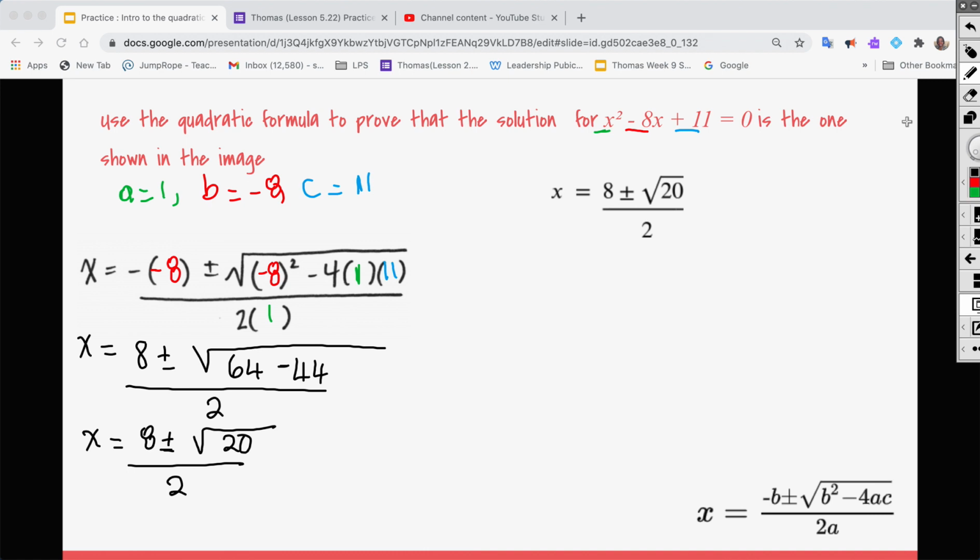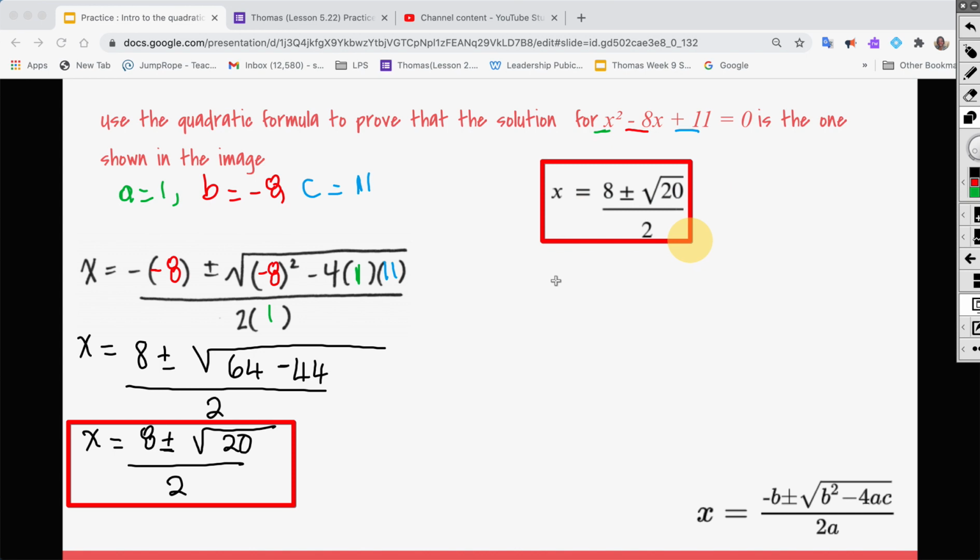What we're seeing here is that the solution we have is very much similar to the image that they gave for the solution that was there initially. So we've just used the quadratic formula to prove that x equals 8 plus or minus the square root of 20 all over 2 is indeed the solution for the quadratic equation x squared minus 8x plus 11 is equal to 0.